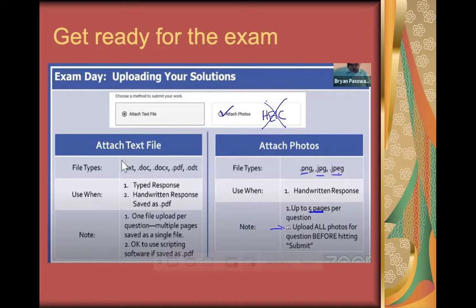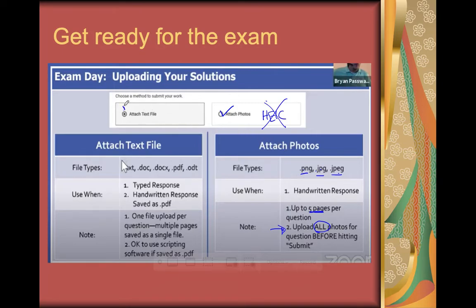And this is what I had said, make sure you upload all your pages. So let's say you take 4 pages to do question 1. You need to upload all 4 pictures before you hit submit. And then you use 3 pages for question 2. You need to upload all 3 pages of your work for question 2 before you hit submit.